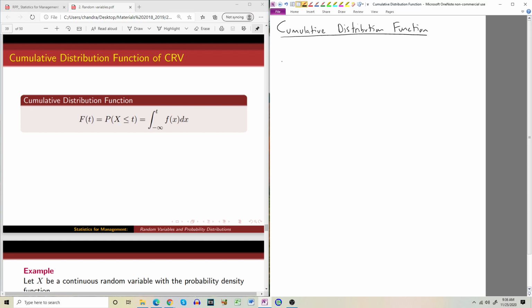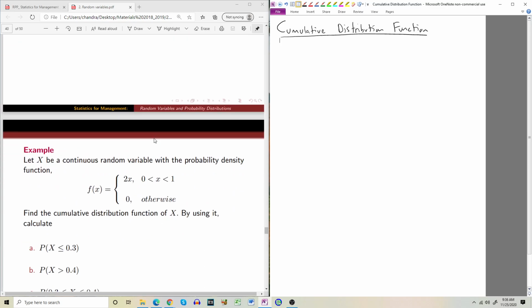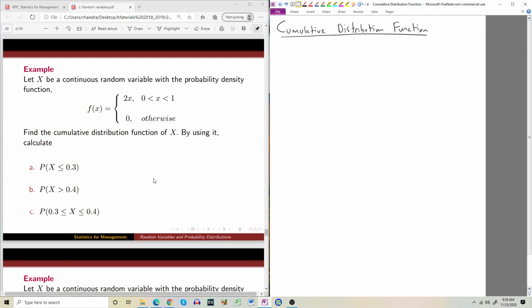Let's say, look at example 1. Let X be a continuous random variable with probability density function given there. Find the cumulative distribution function of X. First we have to find the cumulative distribution function. Listen, I'm going to show you the method of how to find the cumulative distribution function for a continuous random variable.